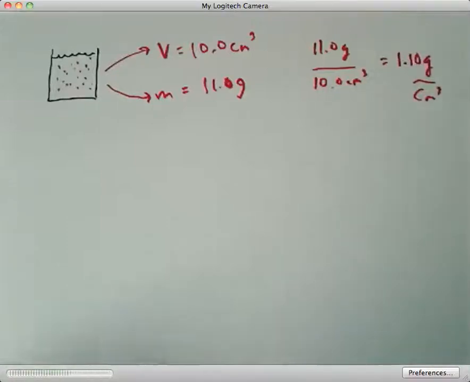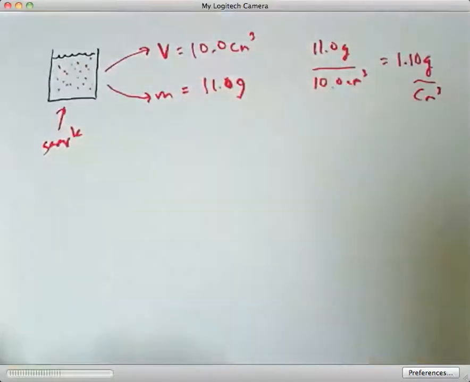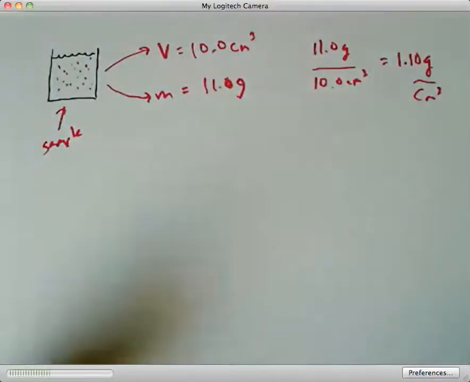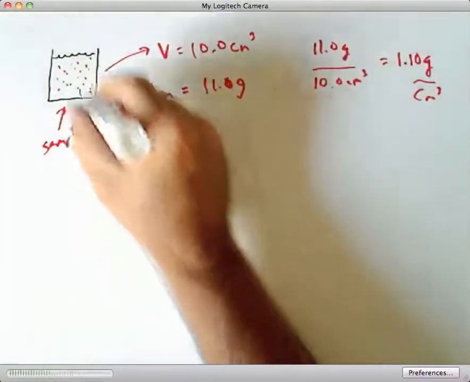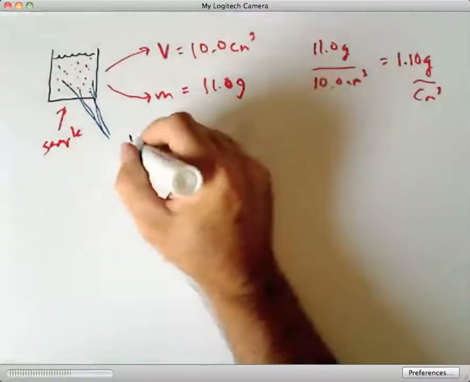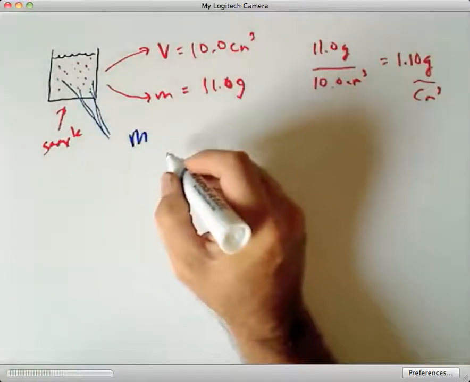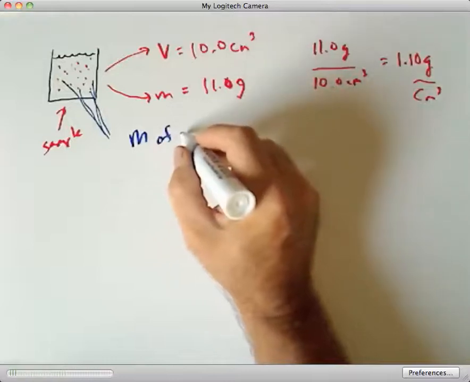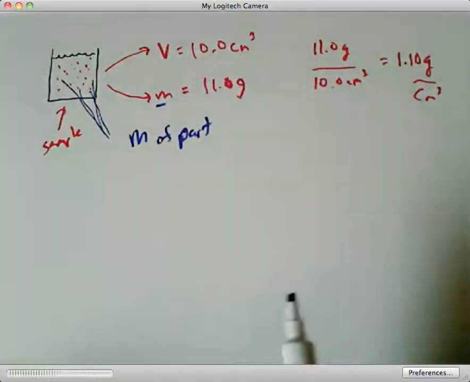If I did a different experiment with the same sample, here's my sample. If I did a different experiment with the same sample, and somehow plucked out all the little red dots, okay? Maybe it's salt water and I've evaporated the water, leaving the dots behind. Maybe it's Kool-Aid. Maybe there's some other way to separate them. If I find the mass of the stuff inside, well, let's see, I need a different name for that. How about mass of the part, instead of this one, which was like the mass of the entire thing?